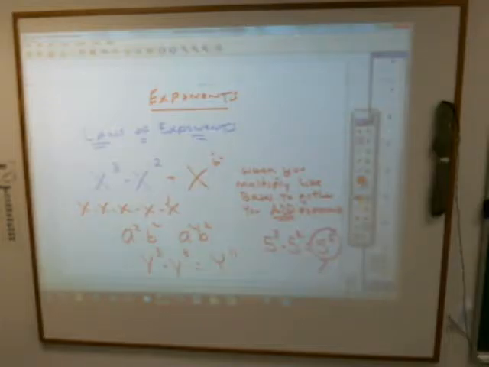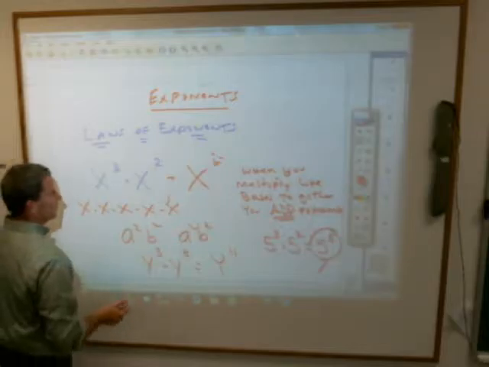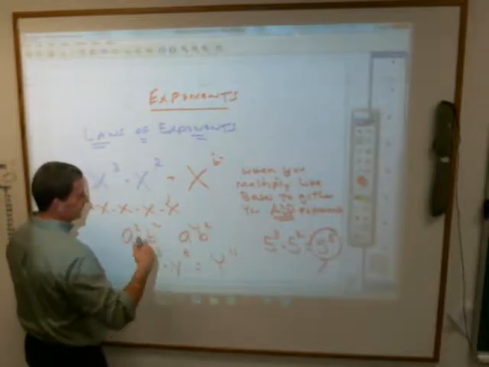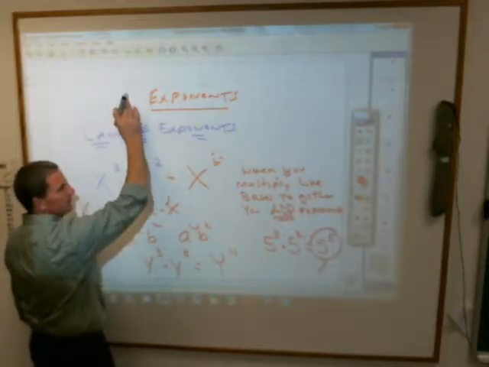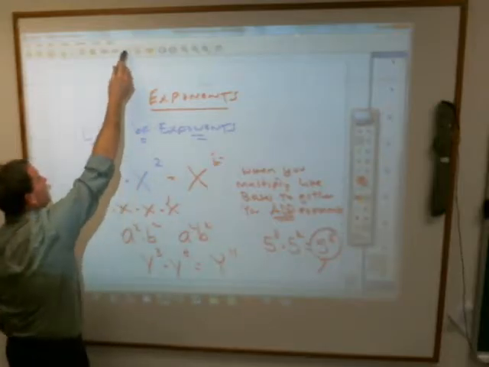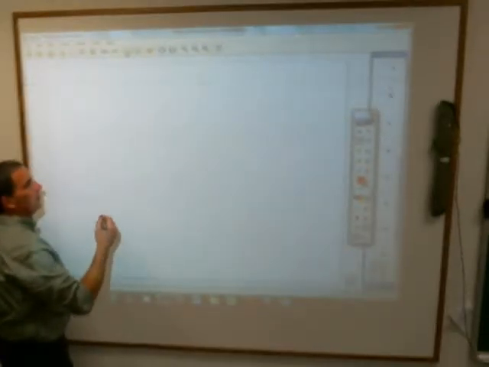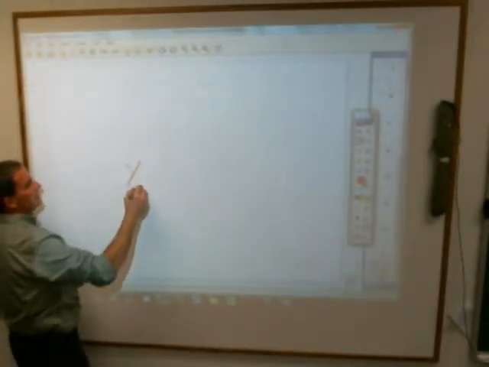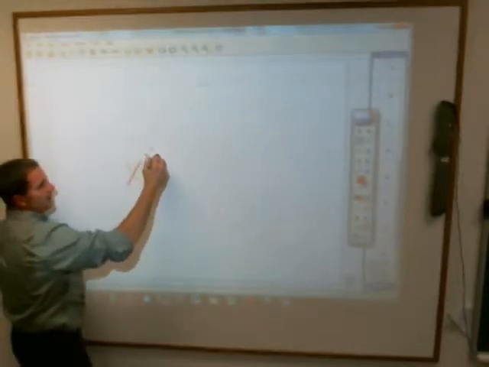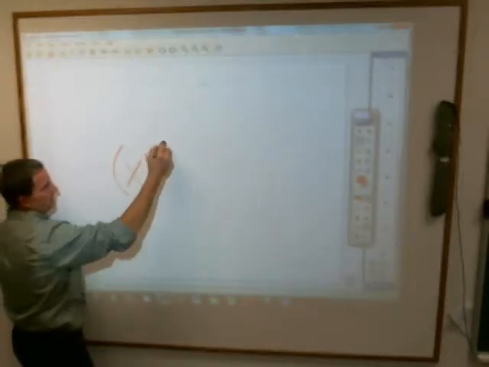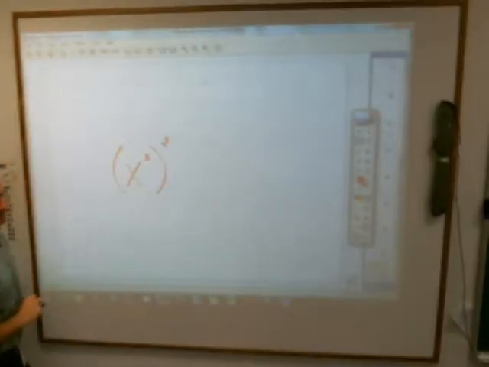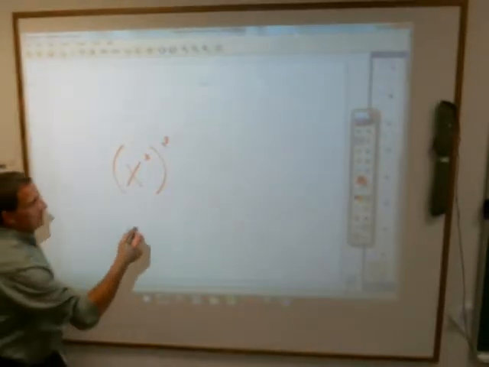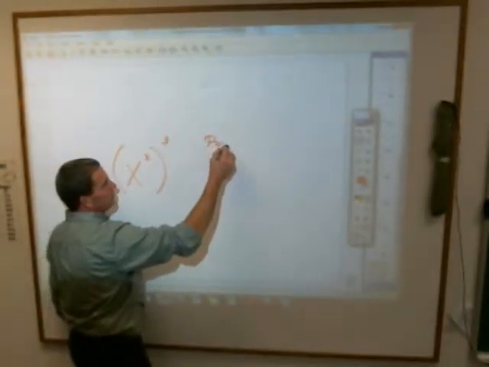Isn't that exciting? Well, unfortunately, we've got 2 more laws to go over. Neither one of them is really intuitive, they're counterintuitive. How about this one? Check this out. What if I have x to the 3rd power, and then I have that to the 3rd power? What if I have a power to a power?